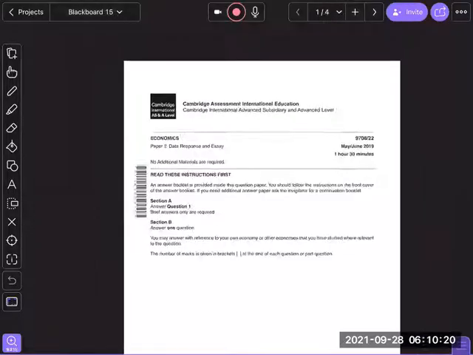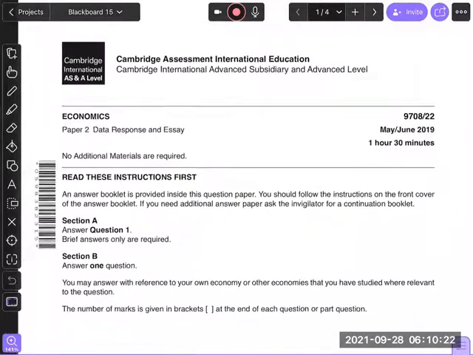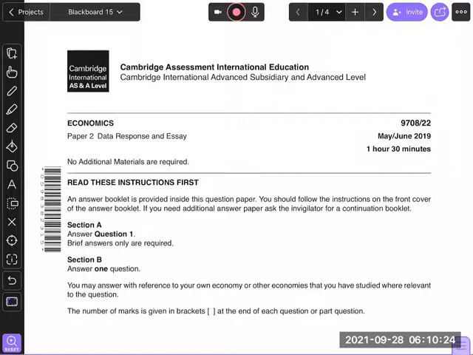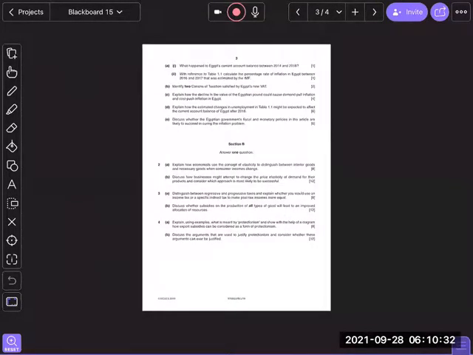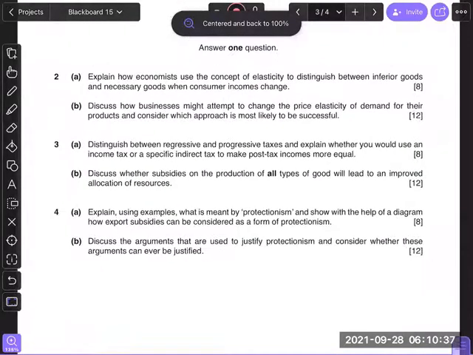Okay, so we're doing May, June 2019. Variant is 2, which is our variant, and paper is 2 as well. So let's start with the first question. I'm going to skip the response right now. I'm going to straight away go to our essay question.